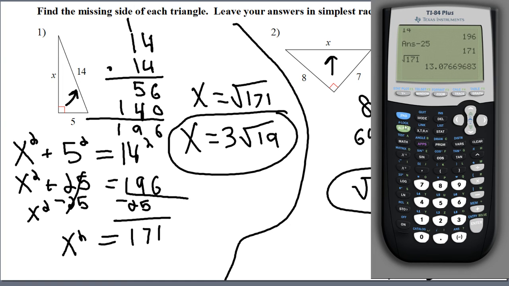Now this number here is not in simplified radical form, so if you do get to this point, you are going to have to know how to put it in simplified radical form, at least until you get to the square root part.